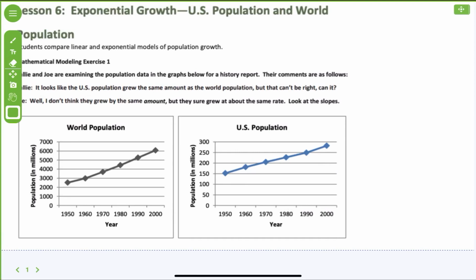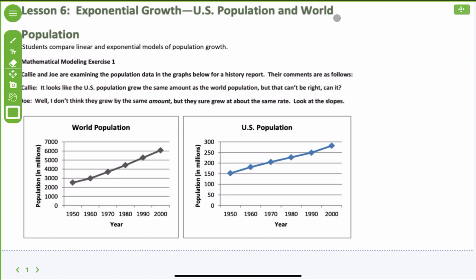Okay, this is Algebra 1, Module 3, Lesson 6, Exponential Growth of the U.S. Population and World Population. So students will compare linear and exponential models of population growth. And we're going to be looking at graphs here. So these are mathematical modeling exercises.